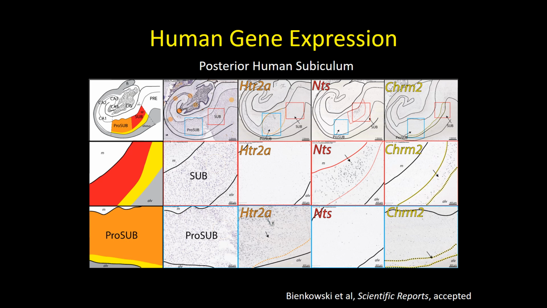Here you can see the gene expression patterns for 3 genes, the serotonin receptor 2A, neurotensin, and the muscarinic cholinergic receptor 2, alongside adjacent Nissl sections and the accompanying atlas section. In the subiculum, we can see that there's an absence of HTR2A, whereas neurotensin staining cells are in the superficial area, and the CHRM2 cells are located deep near the alveus white matter. In prosubiculum, we can see a lot of HTR2A cells, an absence of neurotensin staining, and a thin, deep layer of CHRM2 cells as well. Together, these 3 complementary gene expression patterns show that we can define boundaries in the human hippocampus in much the same way as in the mouse.